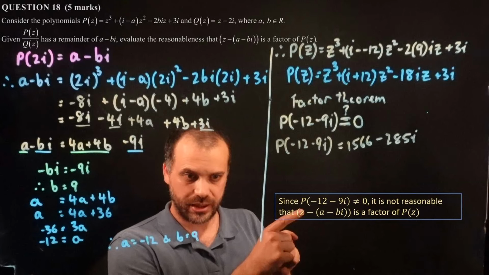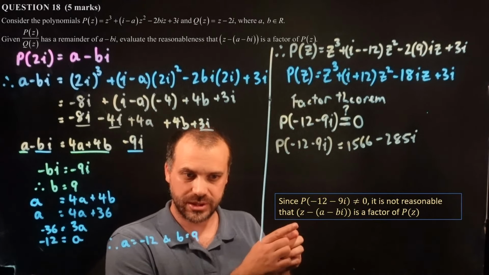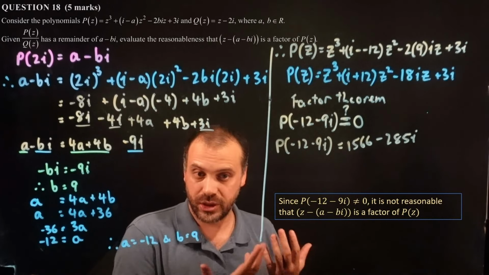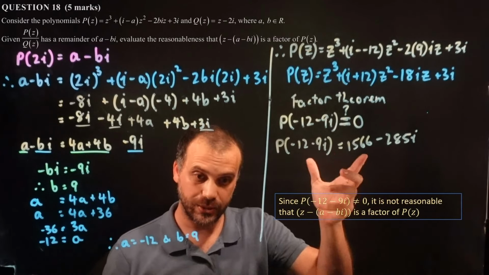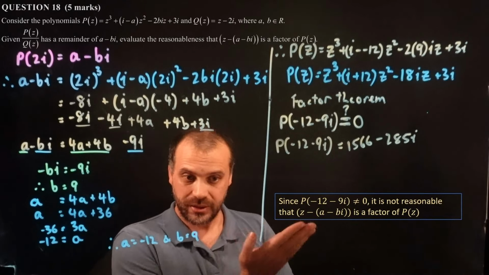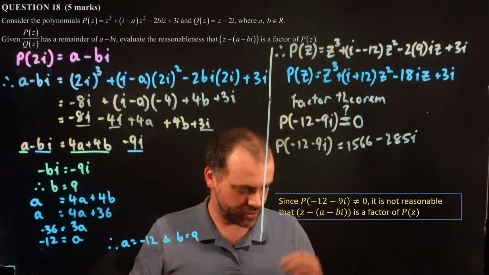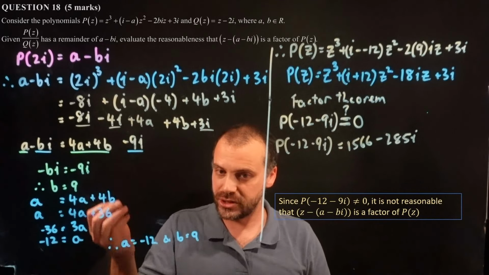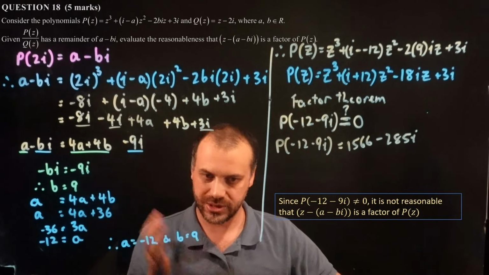Since p of negative 12 minus 9i does not equal 0, it is not reasonable that z minus a minus bi is a factor of p(z). The only way we'd be able to say that it was reasonable is if this was in fact equal to 0. So absolutely any other value being spat out means that it's not reasonable. All right, a great, complex, unfamiliar question, and a reminder to just make a start and then just see what happens as you move forward through these sorts of questions.